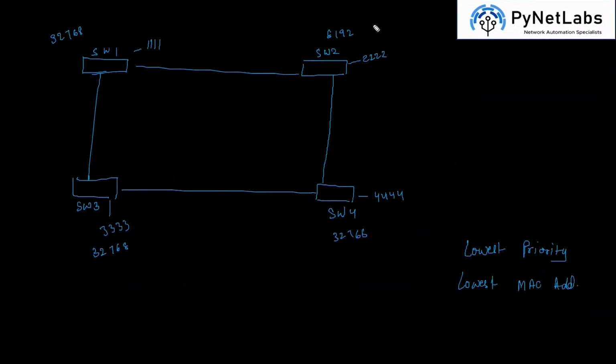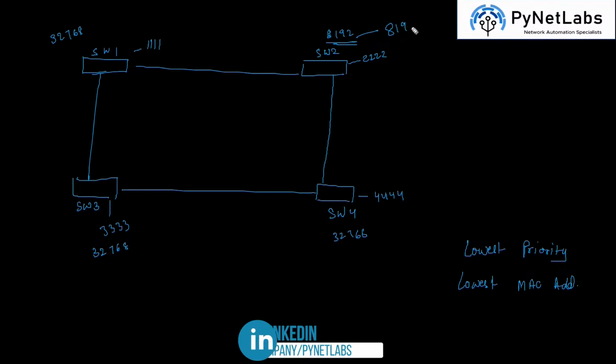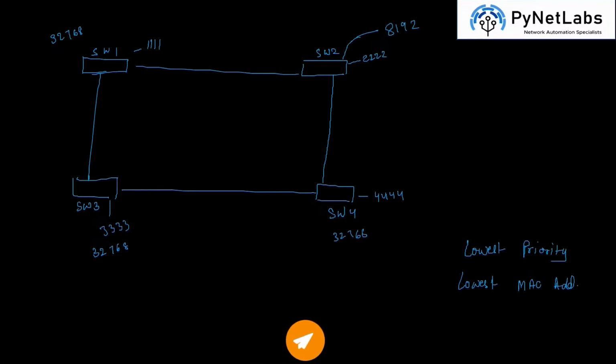Now, if we look at these devices, we have switch 2 as the device with the lowest priority, right? We have a priority of 8192 on this device. So for the same reason, switch 2 will be the one which is going to be the root bridge, right? In case switch 2 also had the priority value 32768, in that case, we would select switch 1 as the root bridge because of the lowest MAC address.